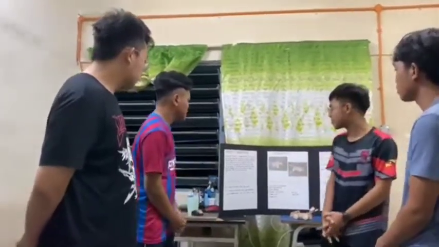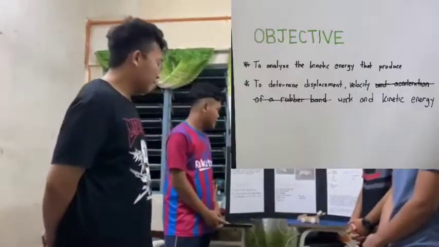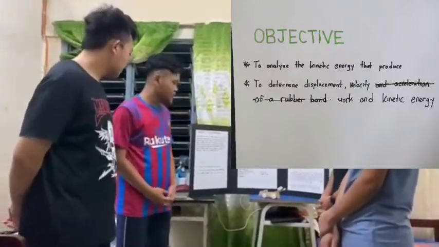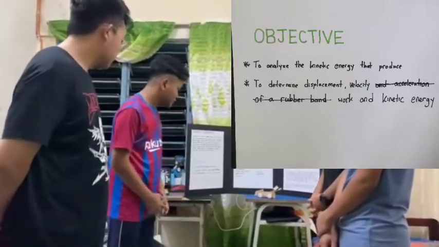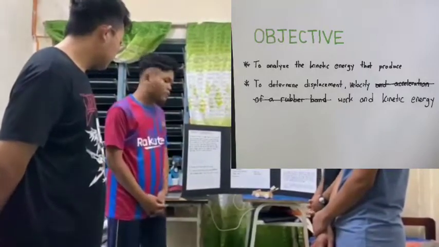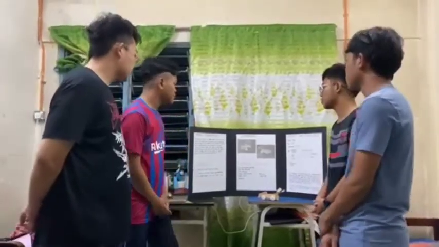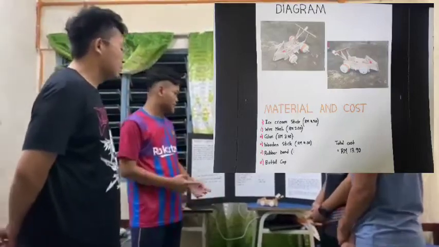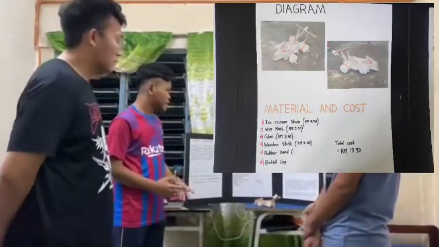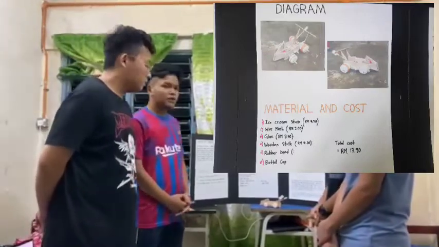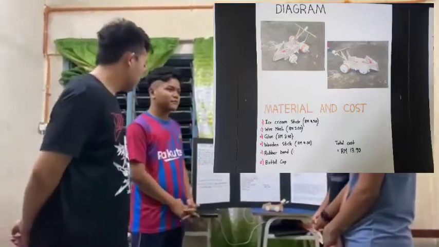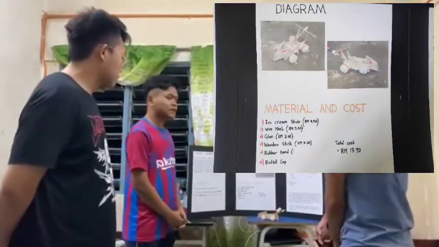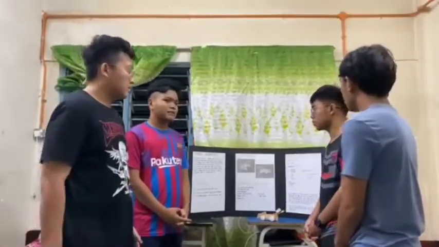Thank you, Timothy. So let's move to the objective of this project. The objective for this project is to analyze the kinetic energy that is produced. Other than that, to determine the displacement, velocity, work, and kinetic energy. We move to material and cost. For material and cost, we just need to buy ice cream sticks, wire mesh, glue, and wooden sticks. The rubber band and bottle cap we recycle, from Ferdinand, who has the rubber band, and me, the bottle cap. The total cost for this project is 13 ringgit 90 cents. And I pass to Timothy.